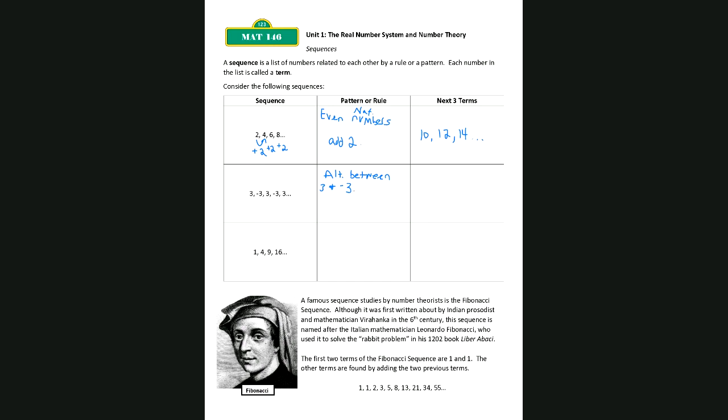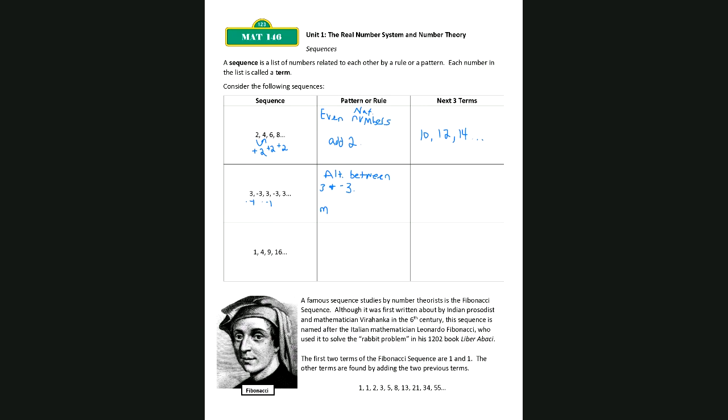But there's another way that we can think about this sequence. We can think about it as multiplying the previous term by -1, right? So if I multiply 3 by -1, then 3 times -1 is -3. And then if I multiply -3 by -1, -3 times -1 is 3. And then if I multiply 3 by -1, I get -3. -3 by -1, I get 3.